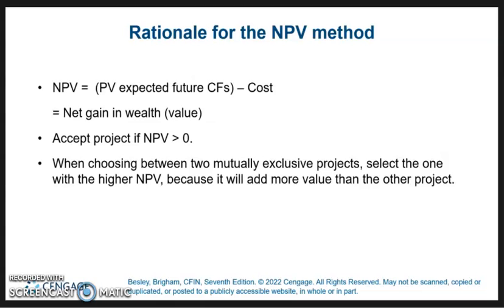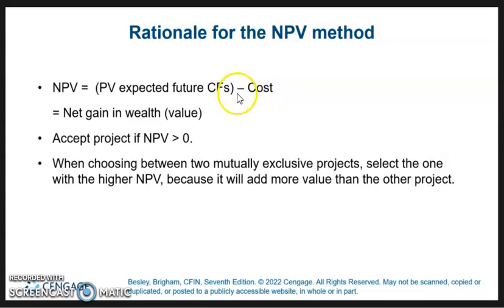Right, this is lecture 3 from chapter 9 of CFIN7. We're talking about NPV, specifically the rationale for the NPV. Recall the NPV is equal to the present value of the future cash flows. We present value them at our required rate of return. That rate of return needs to be a minimum of the firm's cost of capital. It also needs to be varied based on the riskiness of the project.